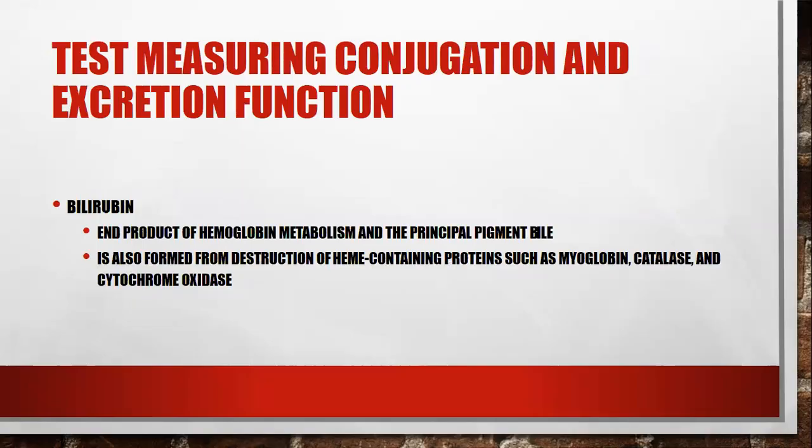Another evaluation of the liver is via its conjugation and excretion function. We do this by determining the amount of bilirubin in the serum. Bilirubin is an end product of metabolism and the principal pigment in bile. This is also formed from destruction of heme-containing proteins such as myoglobin, catalase, and cytochrome oxidase.